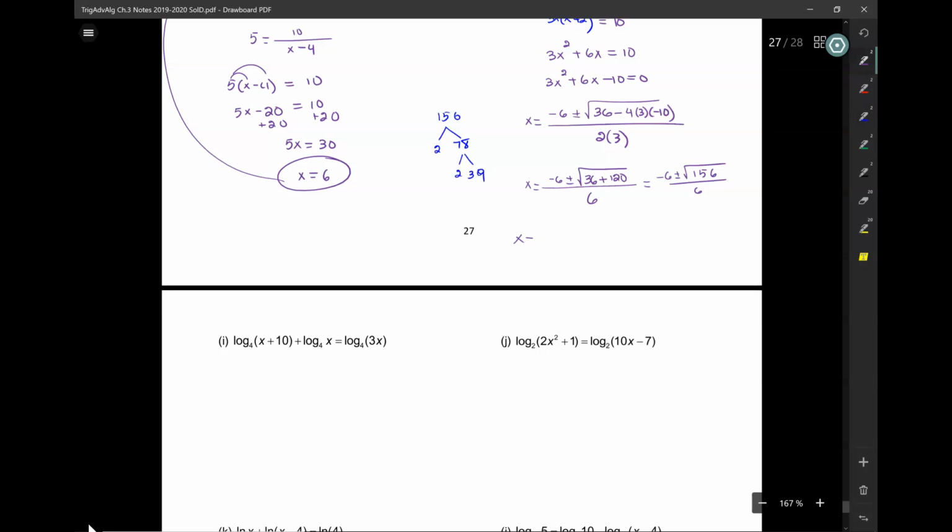So this will reduce to -6 plus or minus 2 root 39 all over 6. And now I can divide everything by 2. So it's -3 plus or minus root 39 over 3. Okay? No, you can only cancel out if you can divide by the same number in all 3 terms.